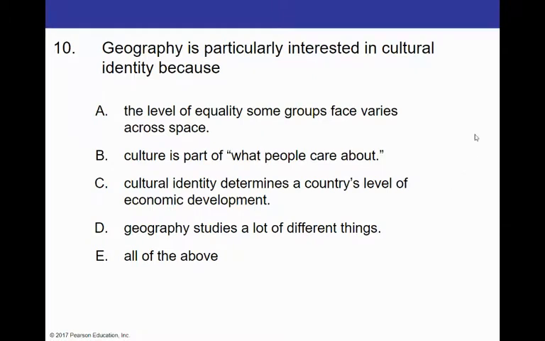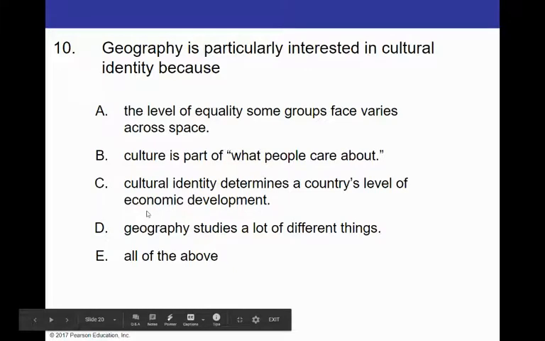Number 10, geography is particularly interested in cultural identity because, okay. So why are we interested in people's cultural identity? What does that really tell us about geography? So some of the things that you should have crossed off is D. Geography studies a lot of different things. No duh.